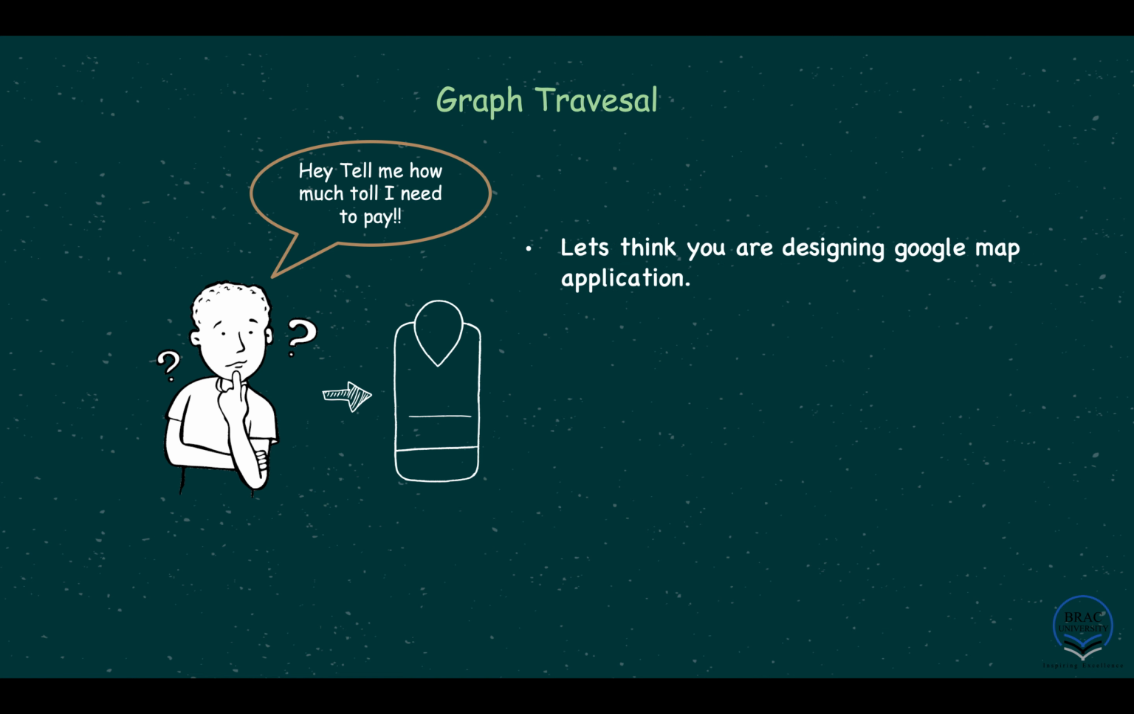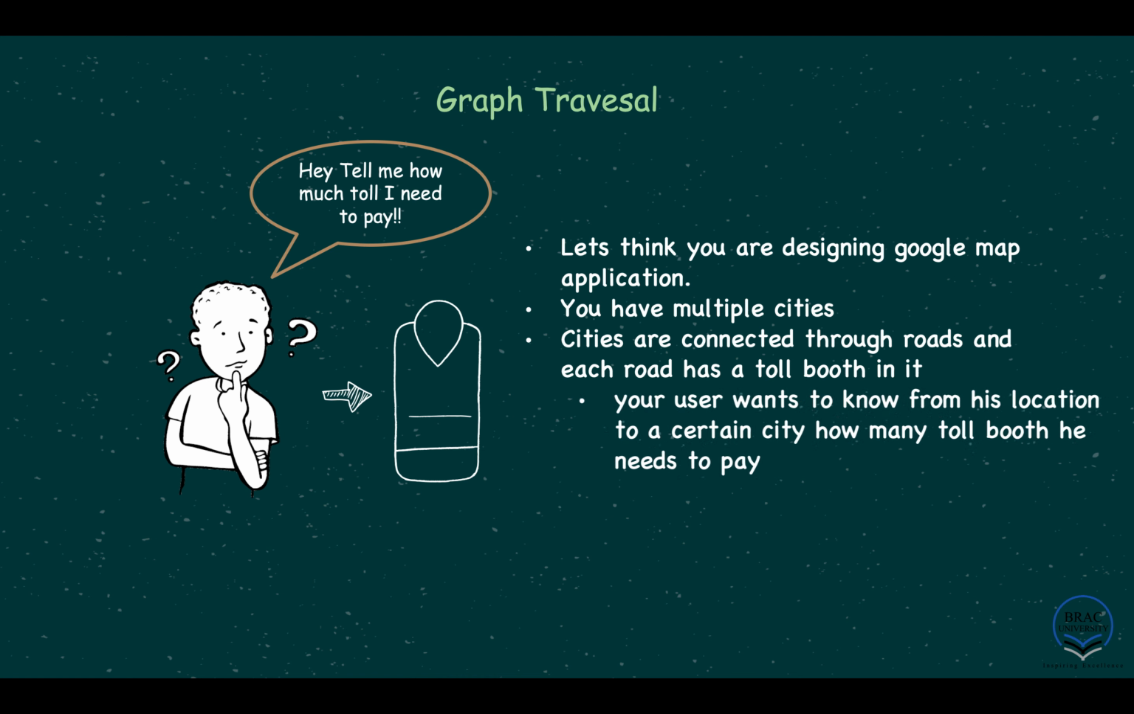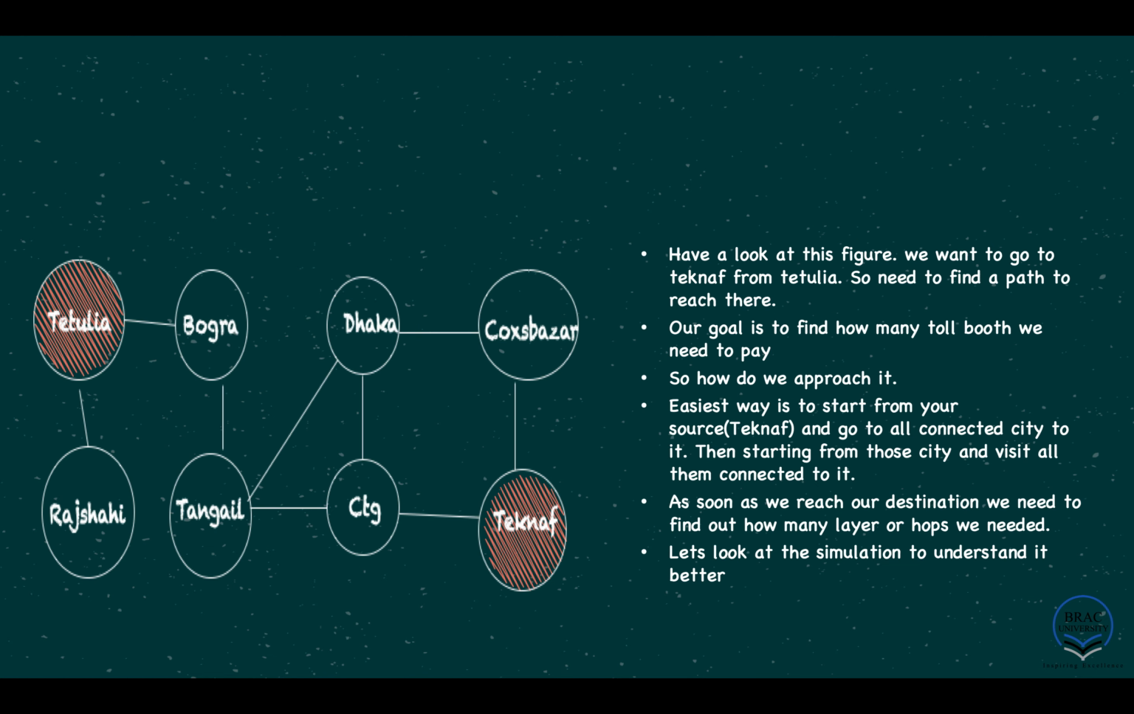Let's think you are designing a Google Map application. You have multiple cities. Cities are connected through roads and each road has a toll booth in it. Your user wants to know, from his location to a certain city, how many toll booths he needs to pay. In order to provide him with a solution, you need to design an algorithm.